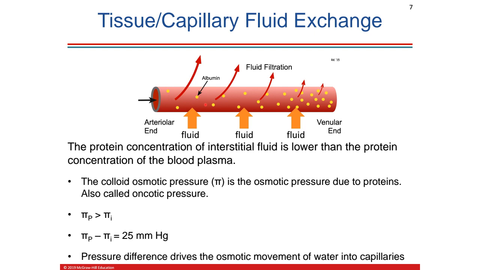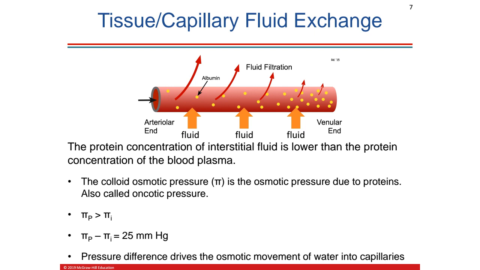You can see there are proteins, which are represented as these yellow circles. It's also pointed out on this diagram that some of these proteins are albumin. The majority of these proteins are what's called serum albumin, the most abundant protein in human blood plasma. Now there are other proteins too. So imagine there's a number of these proteins here.